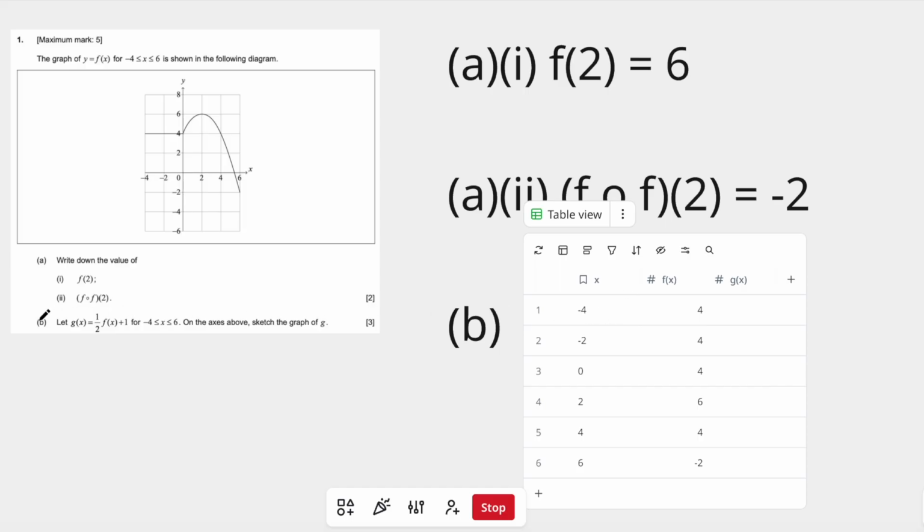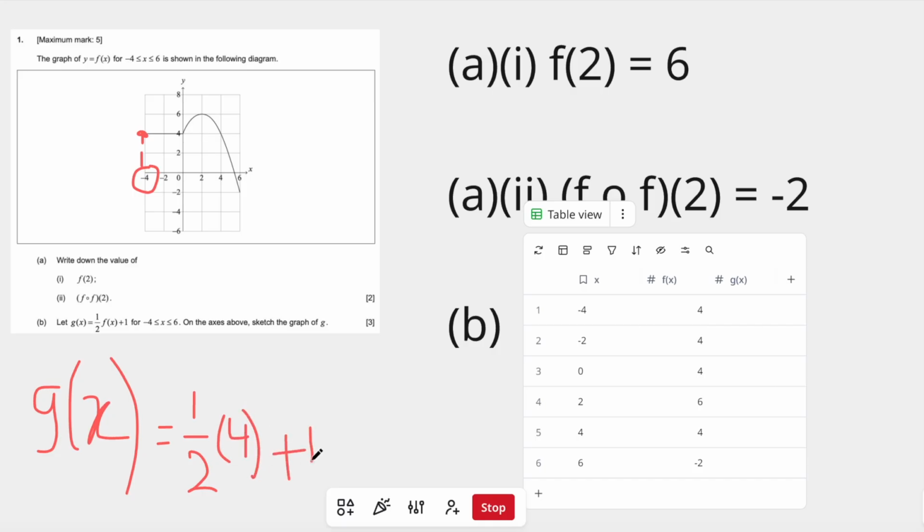Let's do it with x equals to minus 4. So we know when x equals to minus 4, y equals to 4 for f of x, and so to determine g of x, we substitute f of x equals 4, meaning the calculation will be 1/2 multiplied by 4, which is 2, and then we add 1, which means we end up with 3.